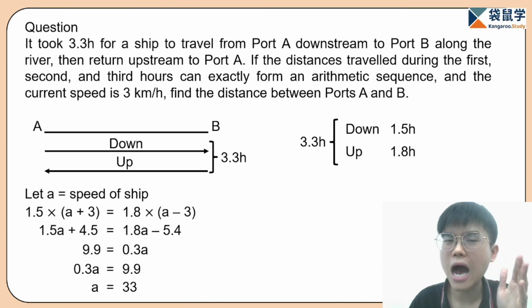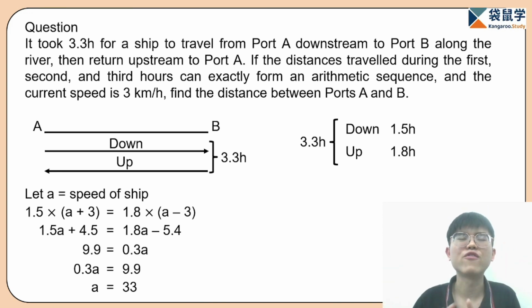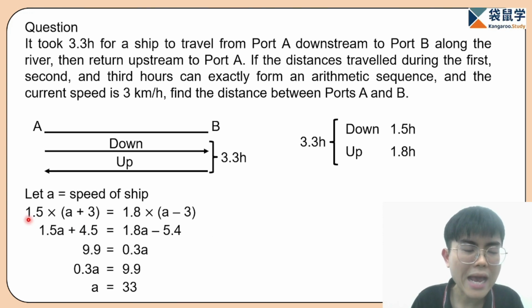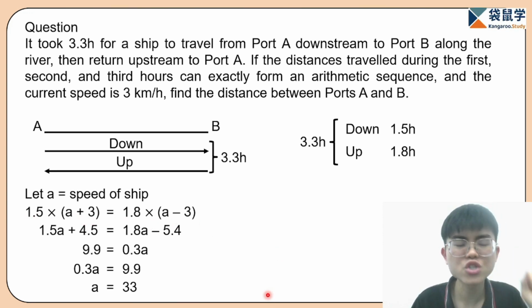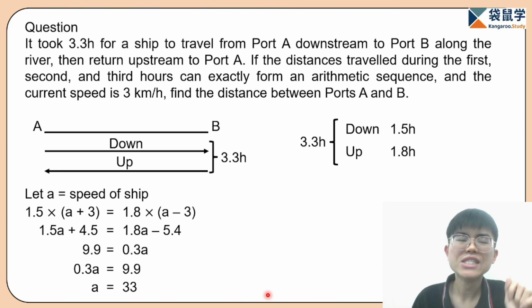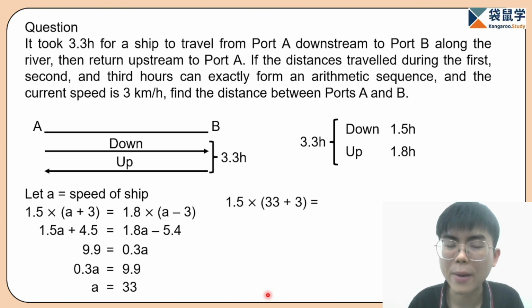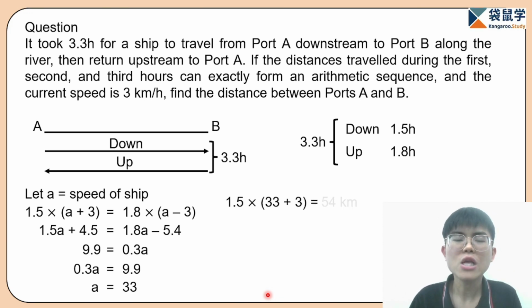In this case, now that we have found what is A, we can try to find the distance. You can either calculate going downstream or you can calculate going upstream. In this case, let's try to use going downstream. So we have 1.5 multiplied by 33 plus 3, which is equal to 54 kilometers. And this is our final answer.